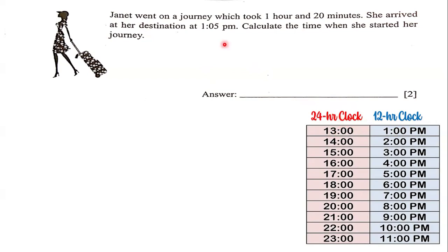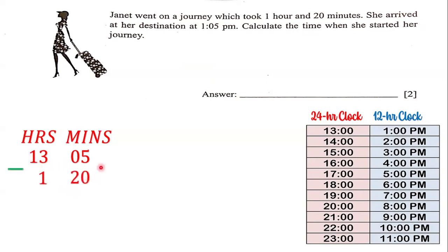So instead of writing 1:05, we're going to put 13:05, and that's expressed in the 24-hour clock. The reason why we want to express it in the 24-hour clock is because when we have to subtract, it's going to be helpful and useful. So it helps with subtracting. And so we have to subtract what? We have 1 hour and 20 minutes that we have to use.